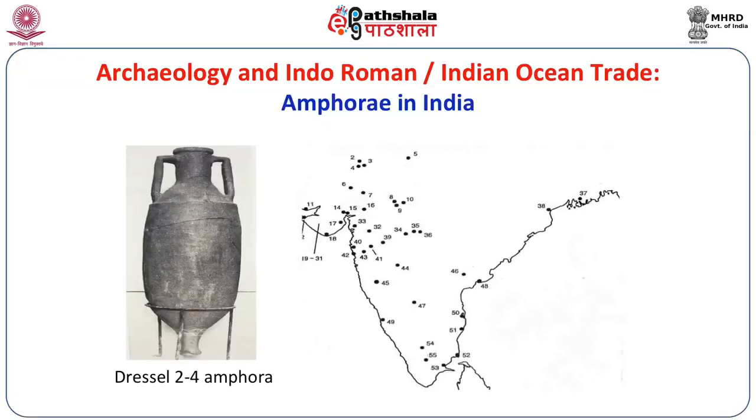What you see in this particular image is a Dressel 2-4 amphora. It was an Italian amphora. This complete specimen is not from India. It is just a sample to show the similar type known as Dressel 2-4 type that is found in several sites. This is another important ceramic. This is a small dish.